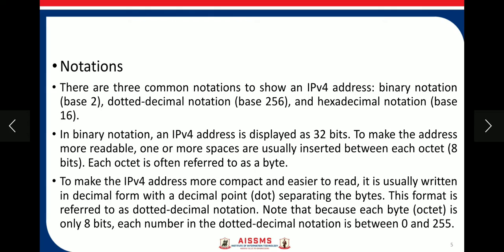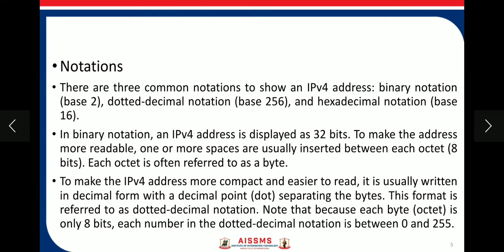To make an IPv4 address more compact and easier to read, it is usually written in decimal form with a decimal point, called a dot, separating the bytes. The format is referred to as dotted decimal notation. Note that because each byte, or octet, is only 8 bits, each number in the dotted decimal notation is between 0 and 255. We sometimes see an IPv4 address in hexadecimal notation.